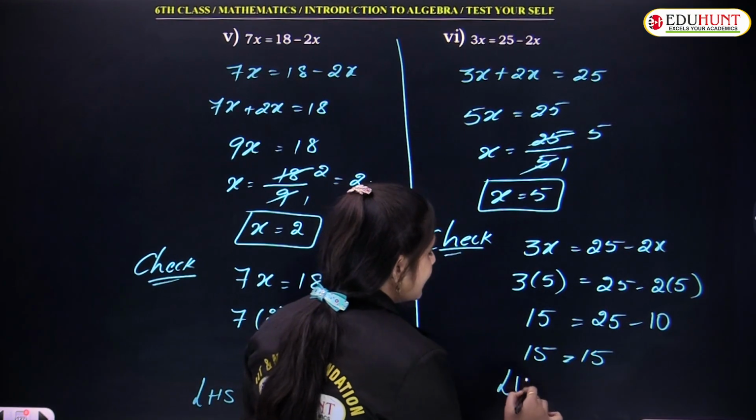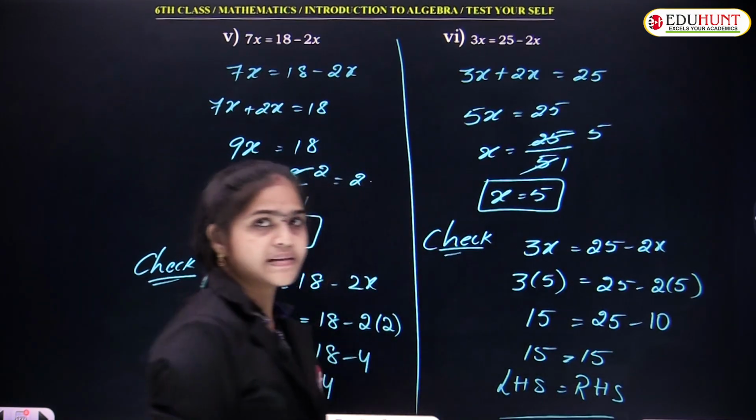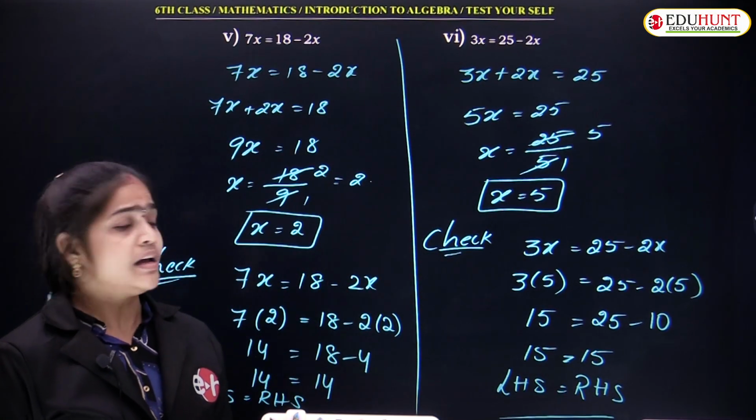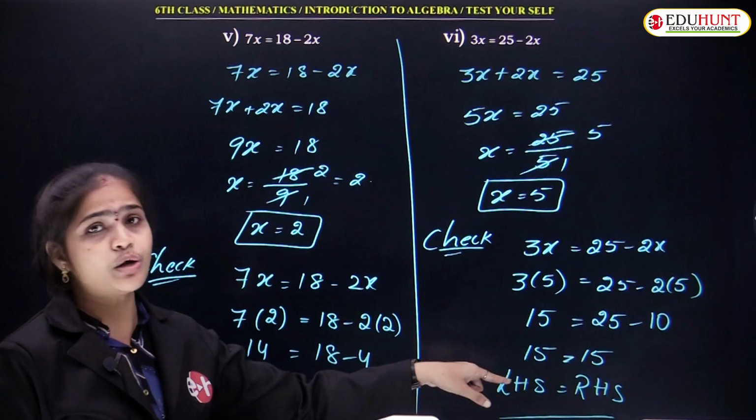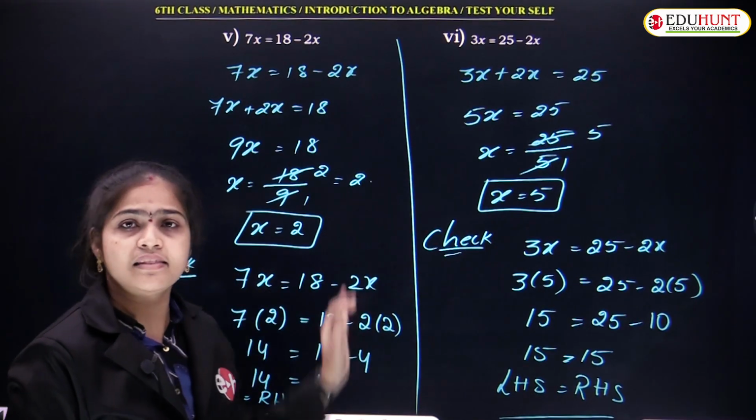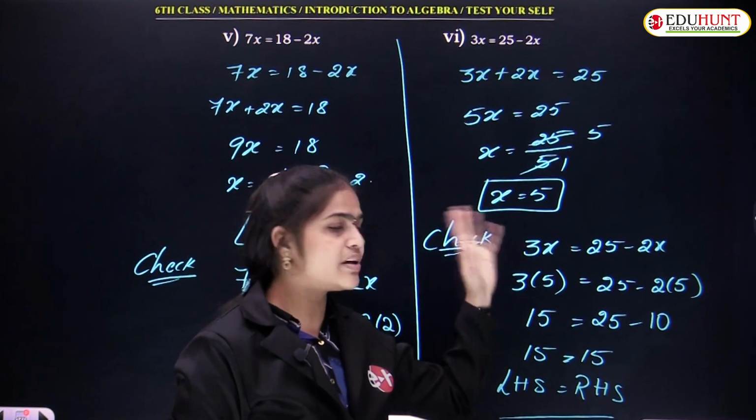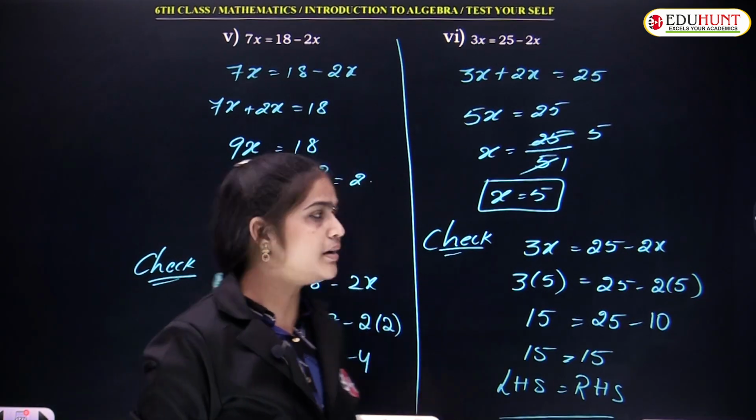Okay, finally here LHS is equal to RHS. If we got that LHS value is equal to RHS, then only the value we got instead of that x is correct. Okay, if we didn't get the same answers here, somewhere we made a mistake. Okay? Yes.